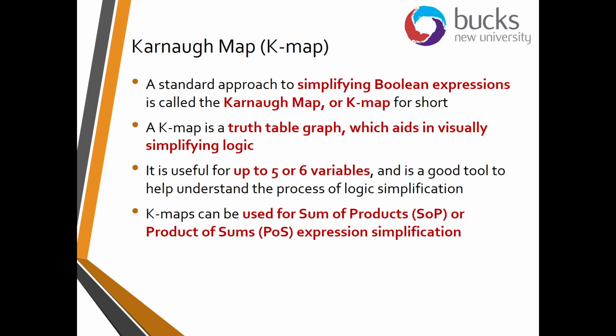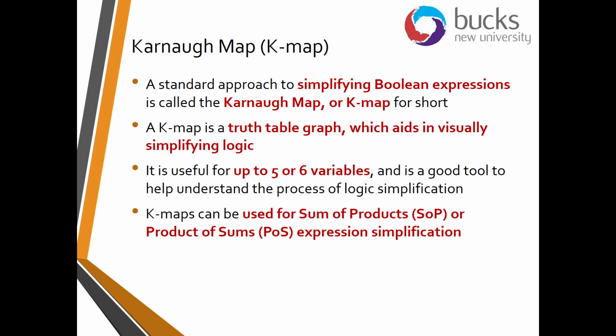So now we come to Karnaugh maps, which we can also abbreviate as K-maps. A standard approach to simplifying Boolean expressions, which is what we've been concentrating on, is called the Karnaugh map, or K-map for short. A K-map is a truth table graph which aids in visually simplifying logic. So it's a visual way to simplify the logic within our expressions.